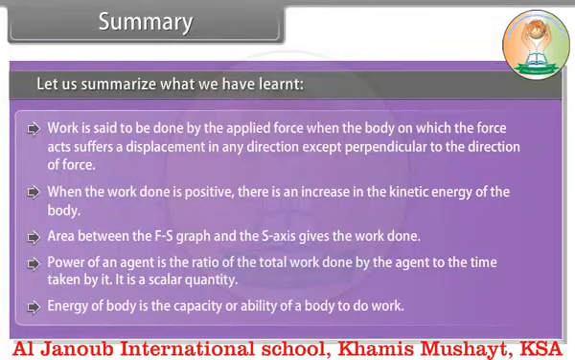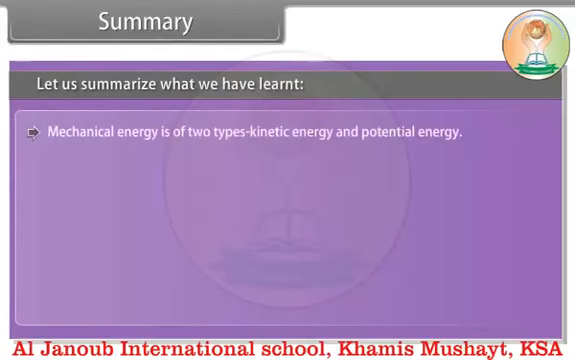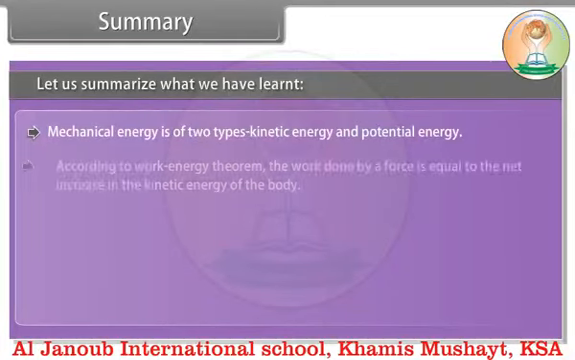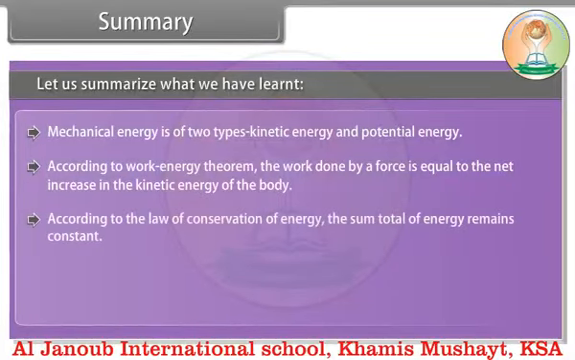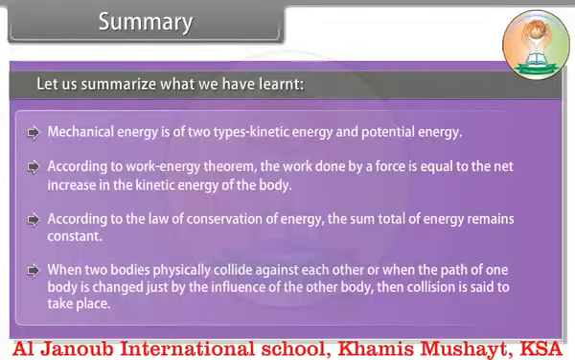Energy of a body is the capacity or ability of a body to do work. Mechanical energy is of two types: kinetic energy and potential energy. According to the work-energy theorem, the work done by a force is equal to the net increase in the kinetic energy of the body. According to the law of conservation of energy, the sum total of energy remains constant. When two bodies physically collide against each other, or when the path of one body is changed just by the influence of the other body, then collision is said to take place.